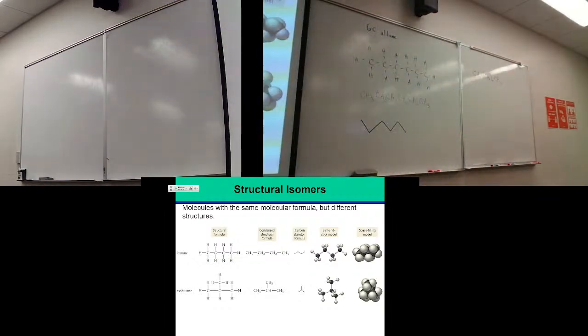So here you have 4 carbons in a row. I should say here, you can see it better. Here you've got 3 carbons that make a chain, and the 4th carbon, instead of being on the end, it's on one of the middle carbons.